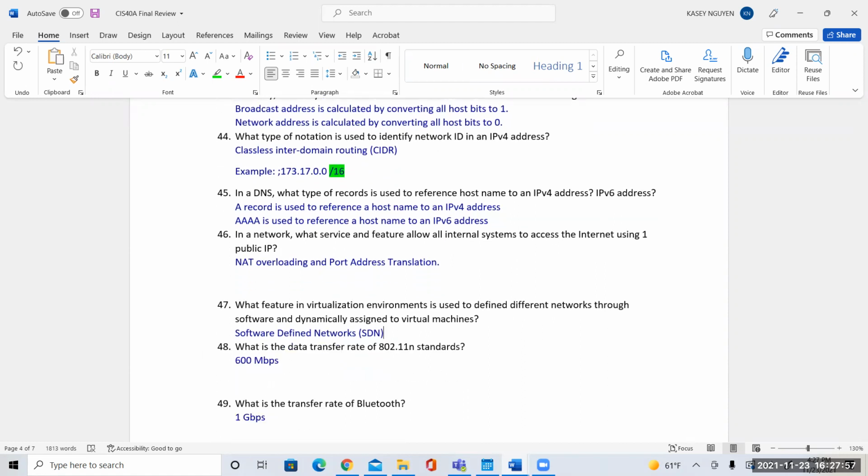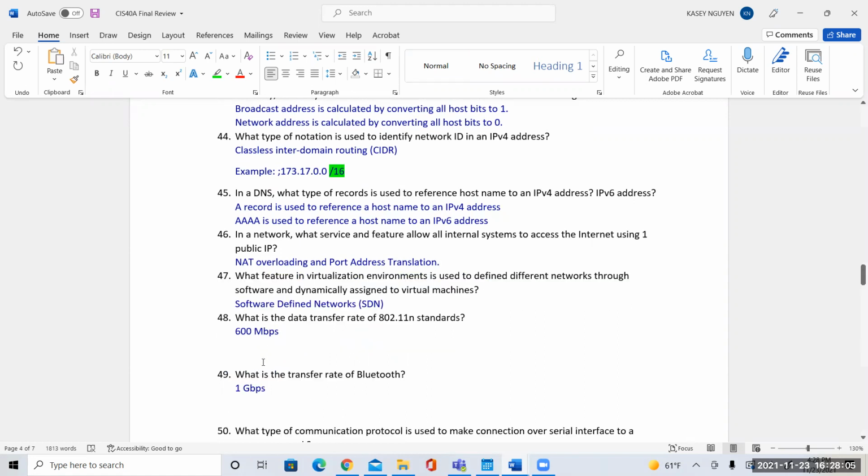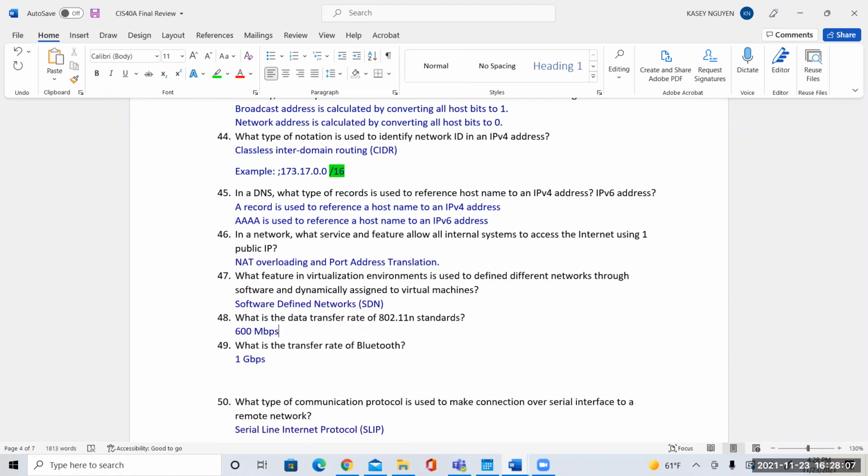48, what is the data transfer rate for 802.11n standard? That's 600 megabit per second. What is the transfer rate for Bluetooth? Roughly 1 gig. Okay. Different classification for 802.5, not 802.3 or 802.15. So 802.15 is the Bluetooth.